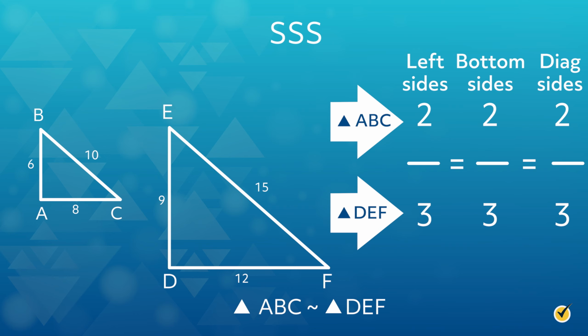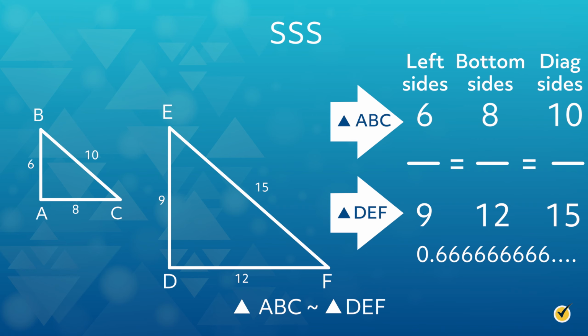Instead of reducing, we could also check to see if the ratios are in proportion by converting each ratio to a decimal by dividing the top by the bottom of each. In this case, 6 divided by 9, 8 divided by 12, and 10 divided by 15 would have given us the same decimal value, which is 0.6 repeating. So now we know that if all the angles are the same, or if all the sides are in proportion, our two triangles are similar.